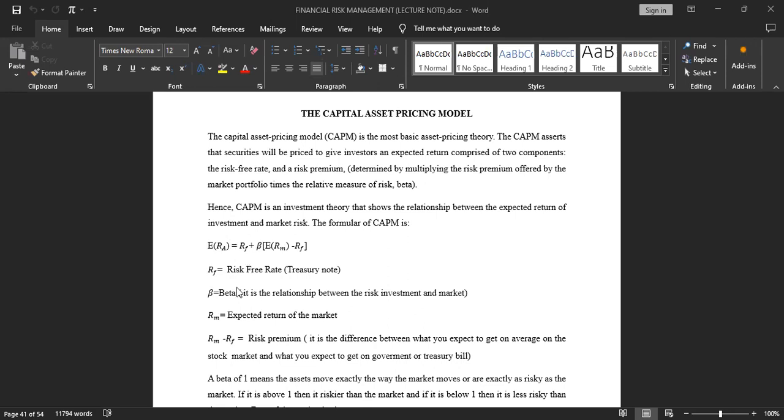Now let's understand what the risk-free rate is. When you talk of the risk-free rate, we are talking of either a treasury note, treasury bill, or treasury bond. Any of them could be brought in the question.